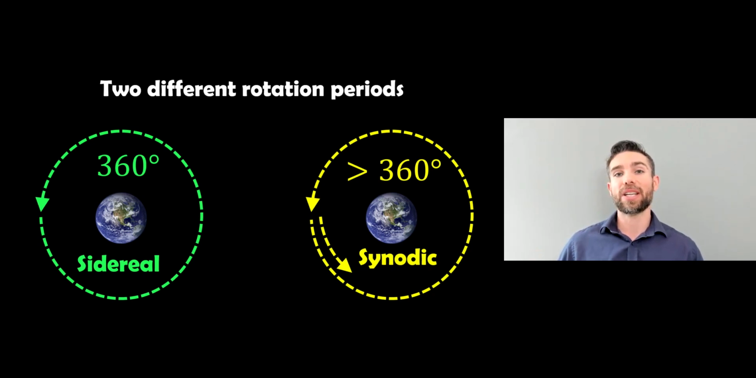So before we do that, we need to understand two different sorts of rotation periods. So we have the sidereal period and the synodic period, and these are different. There's different amounts of rotation there of Earth, and this is then going to correspond to why we have a slightly shorter day during the summer solstice compared to the winter solstice.